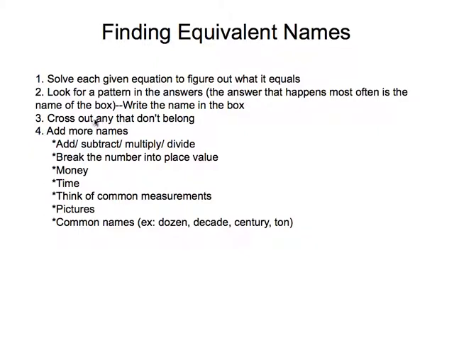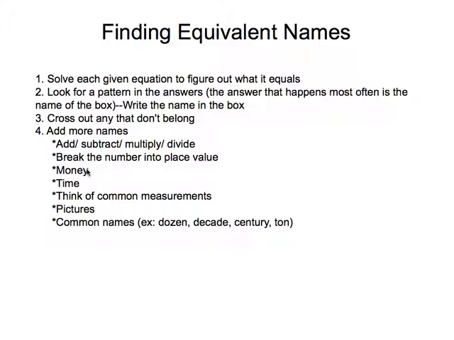Then you need to cross off any of them that don't belong within that box, and finally you need to add more names. Here you can really be creative. Try adding, subtracting, multiplying, and dividing in all different combinations. You can break the number up into its place value. Example, 53 is 50 plus 3.